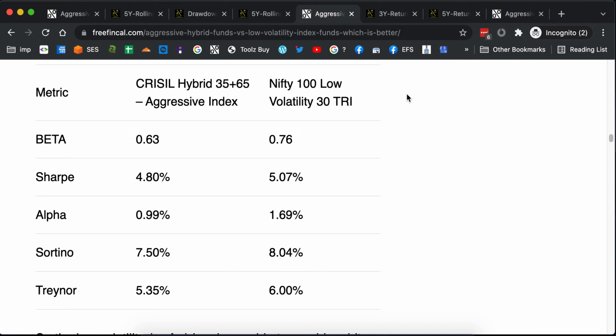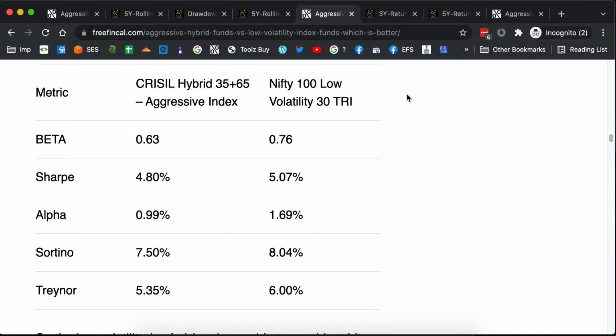But the upshot of it is that if you look at the risk adjusted measures, the low volatility index has done a little bit better than the aggressive hybrid index. So for those who want low volatility but also seek a little bit better return than the Nifty, the low volatility index is a good idea.